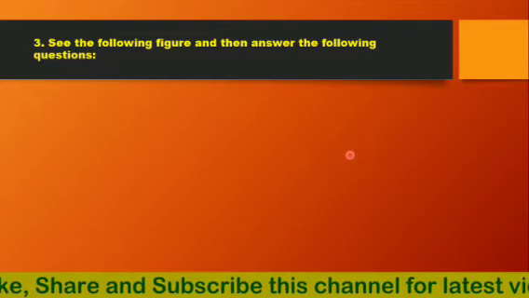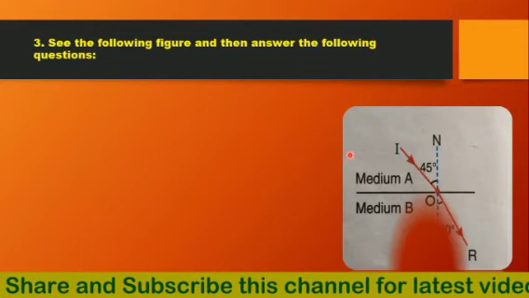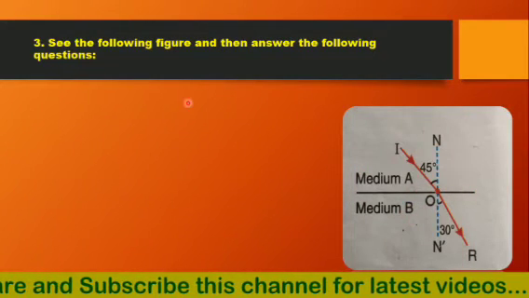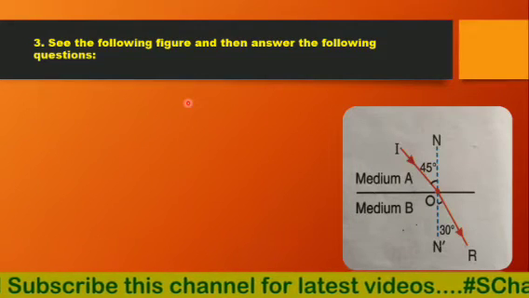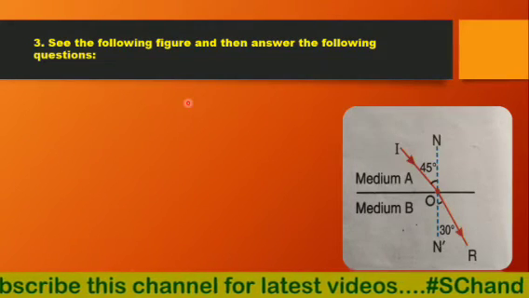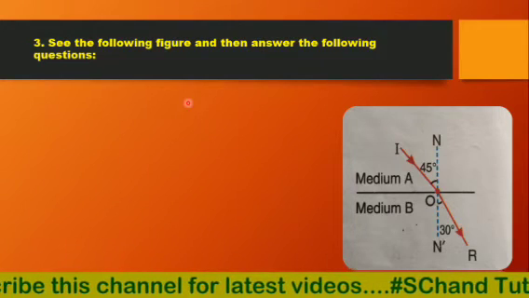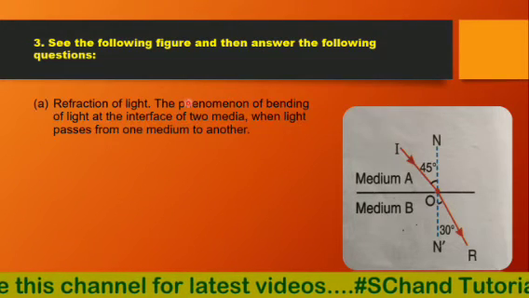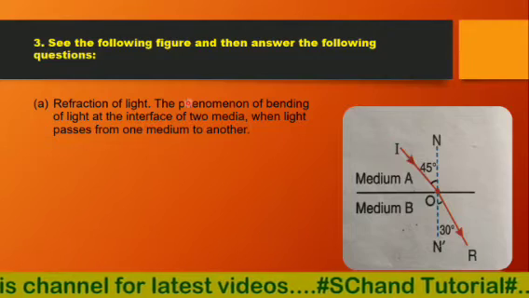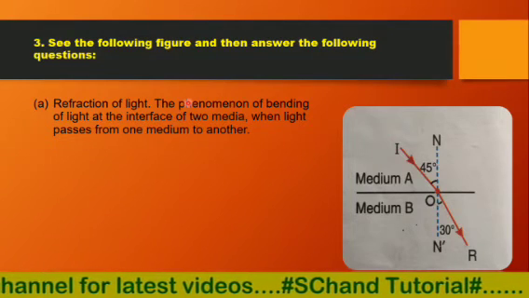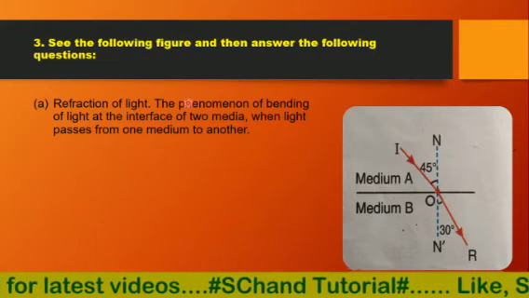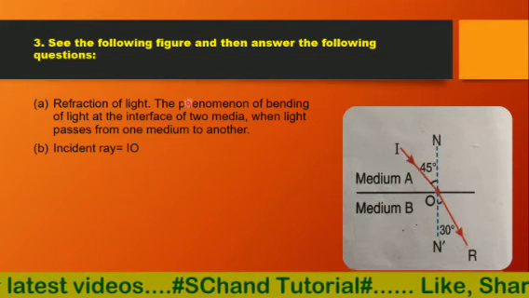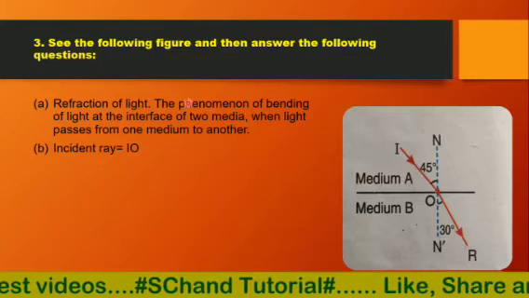Then we have: see the adjacent figure and answer the following questions. So based on this diagram, we have to answer the questions. The first question is, which phenomenon is being represented by the diagram? Which is the phenomenon here? That is the refraction of light. So refraction of light, what is it? The phenomenon of bending of light at the interface of two media, when light passes from one medium to another medium.